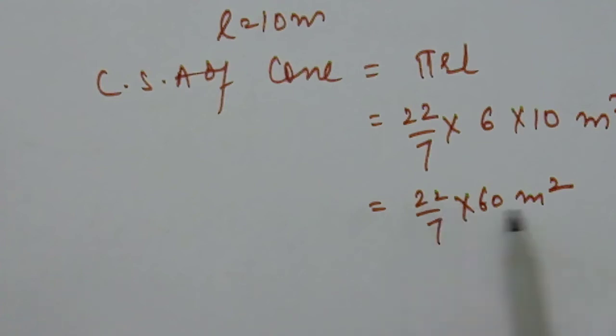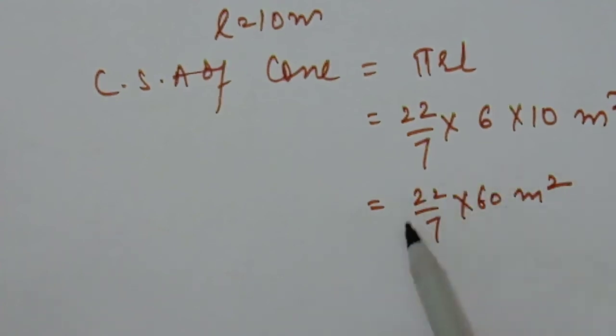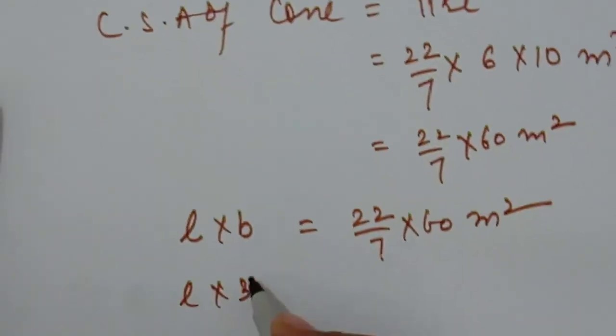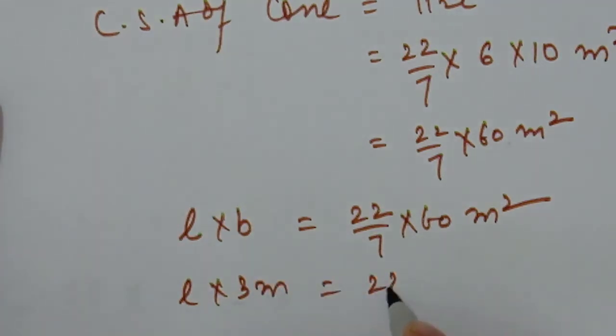We want this many meter square of cloth for making a conical tent with the given measurement. Because the trampoline breadth is already fixed, we have that trampoline in the form of a rectangle. So length into breadth equals 22 upon 7 into 60 meter square. Breadth is already fixed, which is 3 meter.